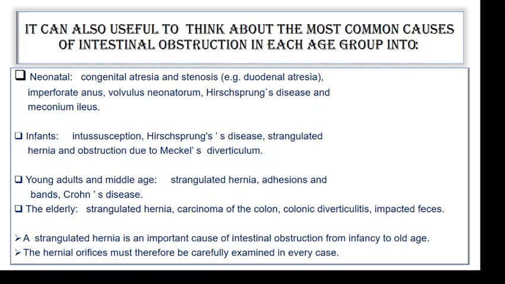The hernial orifices must be examined, especially in fatty people and fatty females, looking at the femoral triangle, because usually the femoral hernias are small and might be missed in cases of intestinal obstruction, the obstructed or strangulated femoral hernia, especially in fatty females.